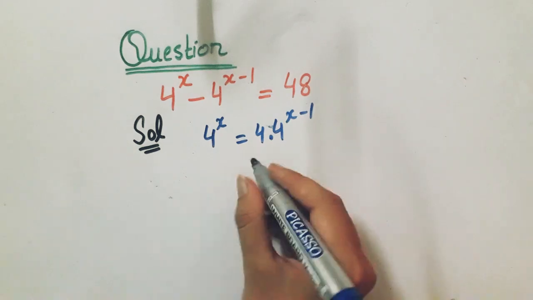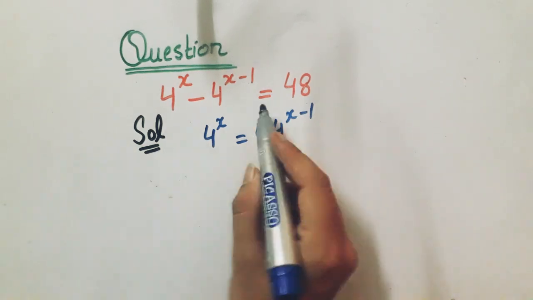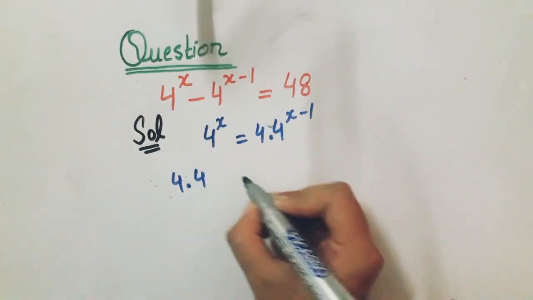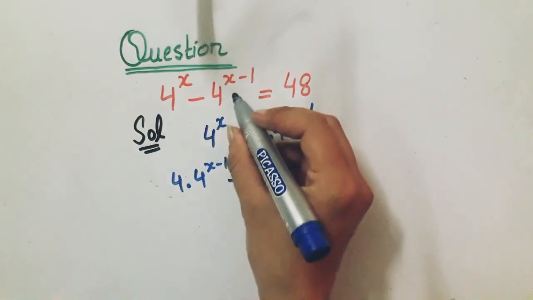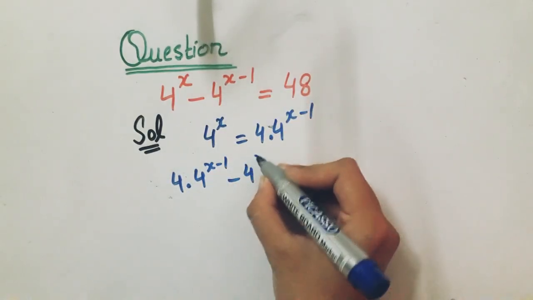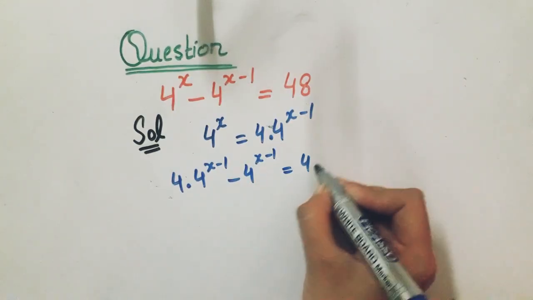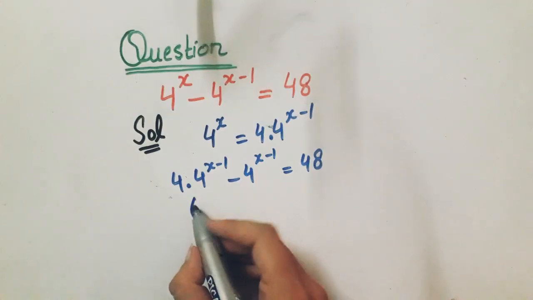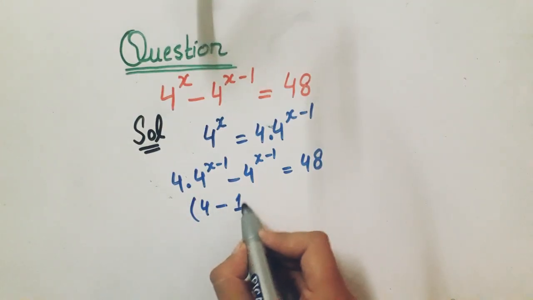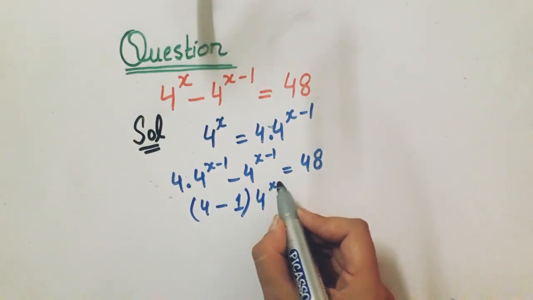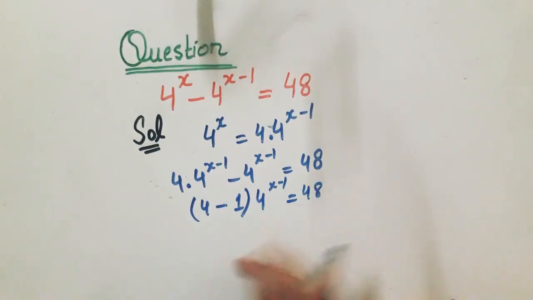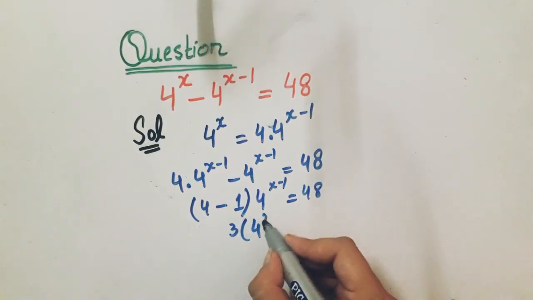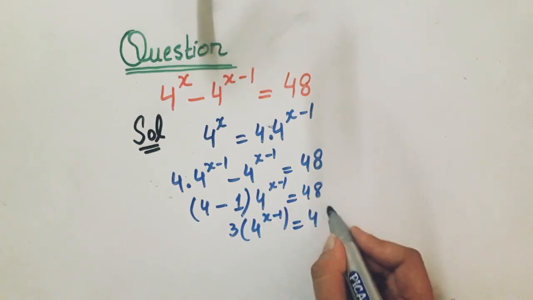Now in place of 4 raised to power x, we write 4 into 4 raised to power x minus 1, minus 4 raised to power x minus 1, and this will equal 48. Now we will take common 4 minus 1 from this, and 4 raised to power x minus 1 equals 48. So 4 minus 1 is 3, so 3 into 4 raised to power x minus 1 equals 48.